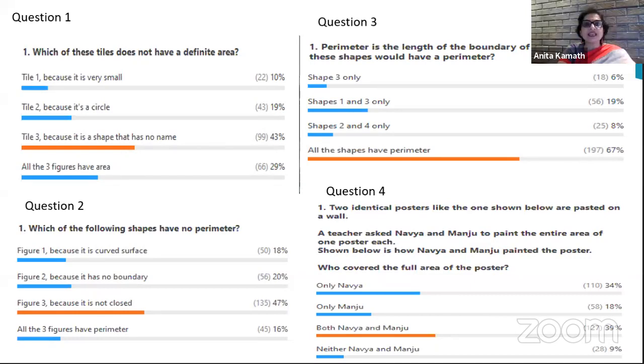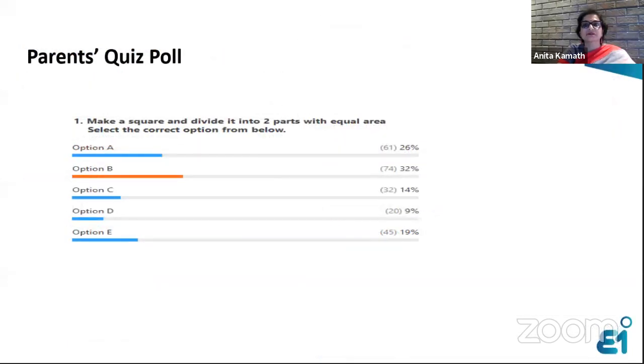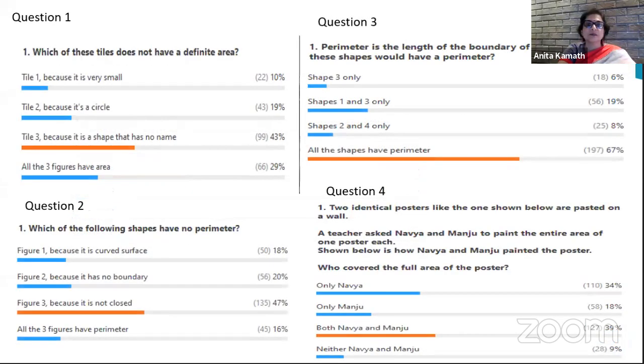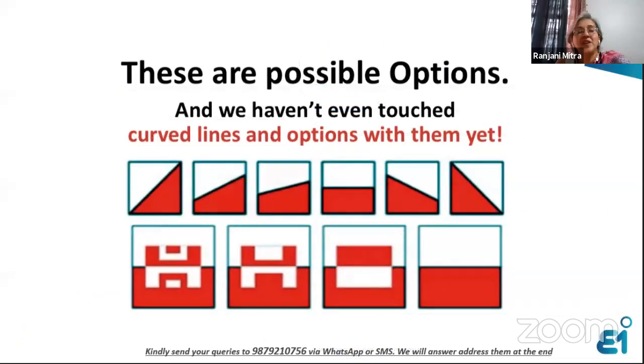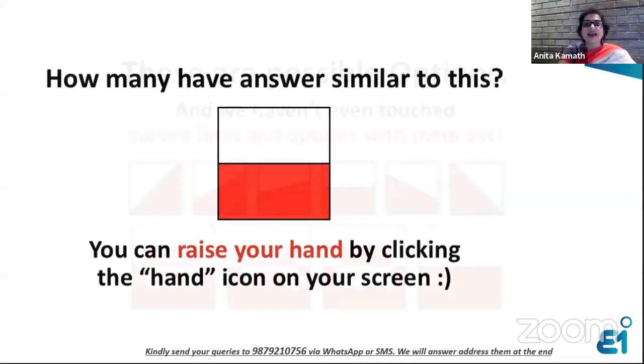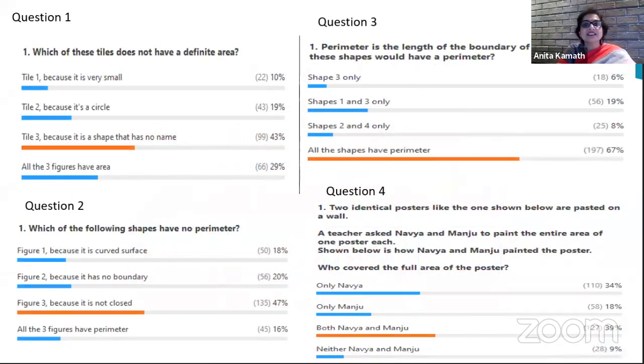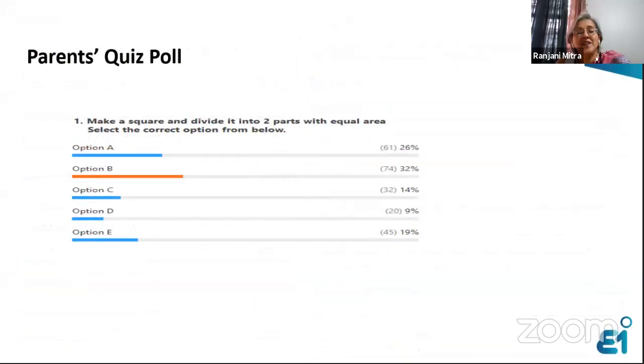Let's look at the parents' poll results. So 61%, 26% said this, option A. And option B, that is the vertical way, 32%. So that's what I said, interestingly, this crowd actually did this first, which was amazing. So, interesting results.